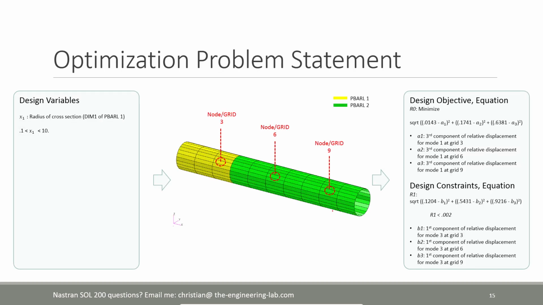Now here's just a quick recap of the optimization problem statement. You can see that our design variables are very simple. It's our objective and our constraints. We've defined error functions, if you will. The objective is to minimize the error for mode shape 1. We want to minimize the error between the experimental results and the FE results. We also define an error function for the constraint for mode shape 3. Here what we are saying is we want to ensure that the error between the experimental and the FE results is within a tolerance of 0.002.